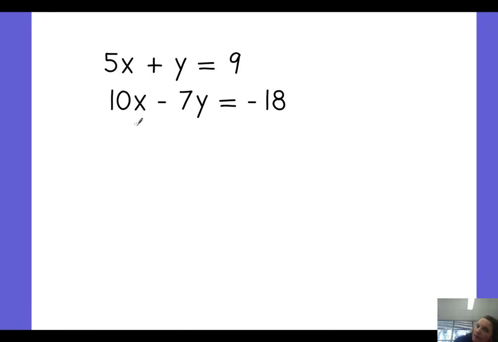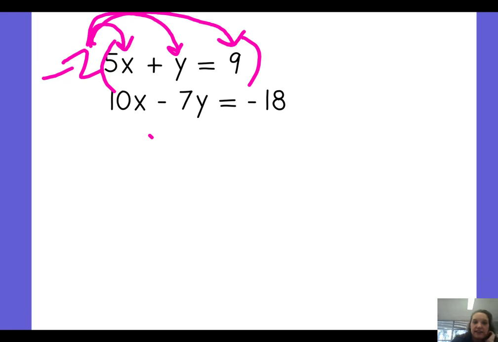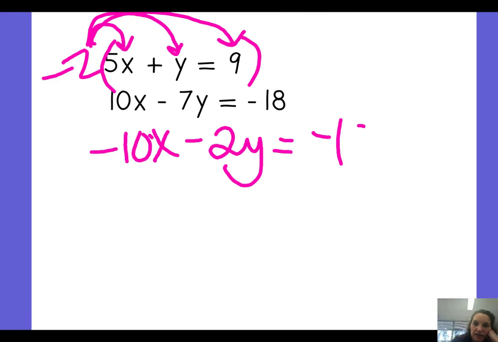So if I'm going to try and eliminate my x's, I want them to have matching coefficients. So 5 and 10, well, if I multiply everything by 2, then I'll have 10x and 10x, so that's good. But I don't want positive 10x, I want negative 10x. So I'm going to multiply everything by negative 2. Here's one of the most commonly made mistakes. I don't just want to multiply the 5x by negative 2, I have to multiply the whole equation by negative 2. So I'm going to have to distribute that negative 2 to everything. That will give me negative 10x minus 2y equals negative 18.